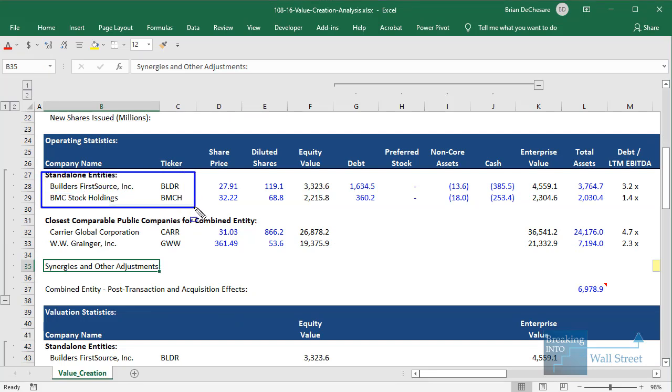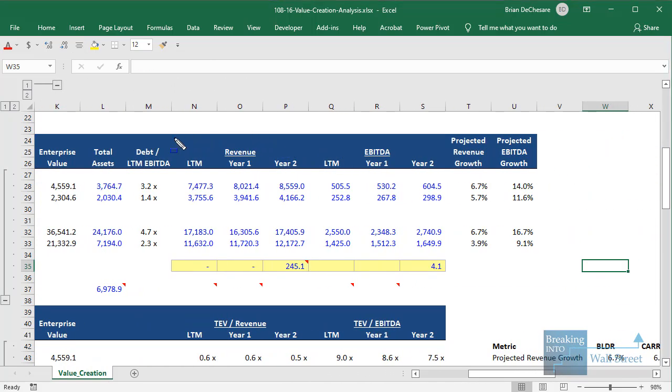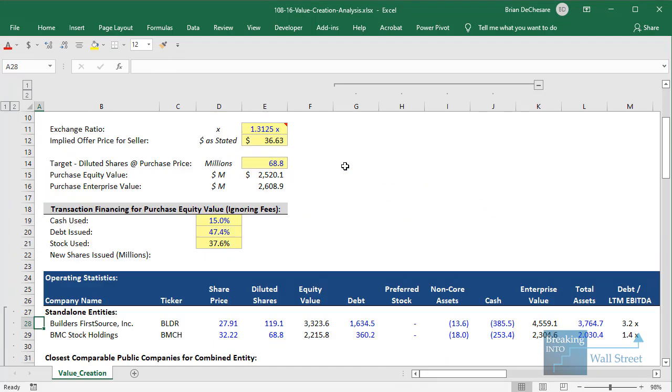For Builders First Source, the buyer, and the seller, BMC Stock Holdings. This is an actual deal from a couple years ago. And if you go over, I have pulled in their revenue and EBITDA on a historical and projected basis, and I filled in some of the numbers for the revenue growth and the EBITDA growth and all of that. So all this is already here.